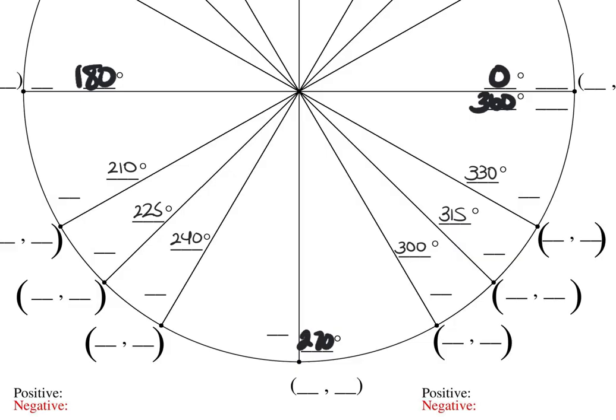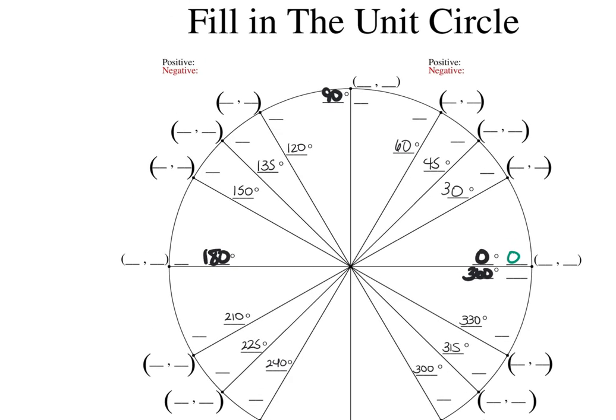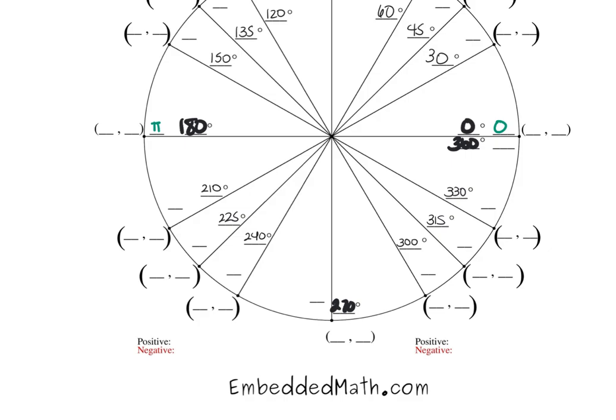Questions so far? Okay, now we're going to do the angles in radians. So 0 degrees is the same as what radians? 0. 90 degrees is the same as what radians? Good, pi over 2. 180 is the same as? Pi. 270, 3 pi over 2. And 360 degrees, same as? 2 pi.